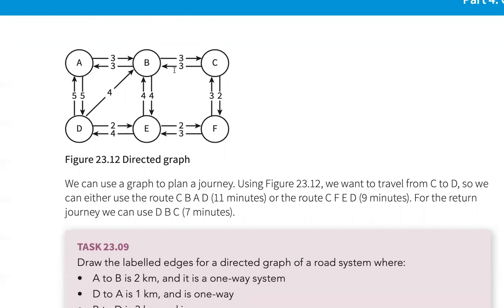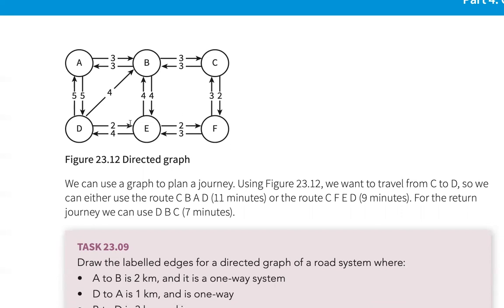So the cost from C to B to A, then E is 11 minutes. On the other hand, if I come from C to D using this path, that is 2 minutes to F, another 3 minutes to E, then another 4 minutes to D. So that means 2 plus 3, 5 plus 4, that's 9. Obviously, this saves me 2 more minutes.